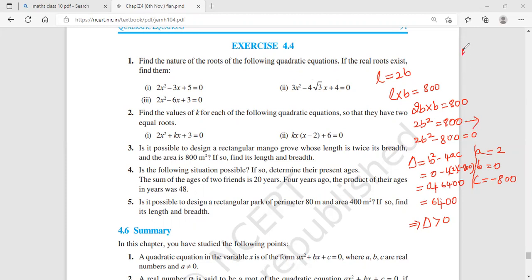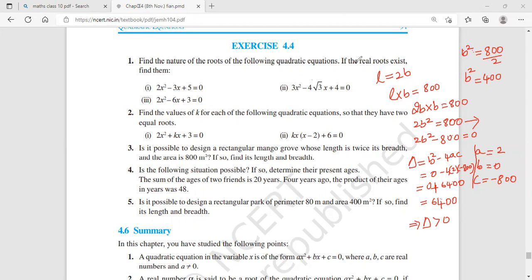2b square is equal to 800. Therefore, b square will become what? 800 by 2, isn't it? Therefore, b squared will become 400. So if b square is 400, b will become square root of 400. Square root of 400 is what? 20. Plus or minus 20, but you have to take only the positive value, isn't it? That's how we do it.